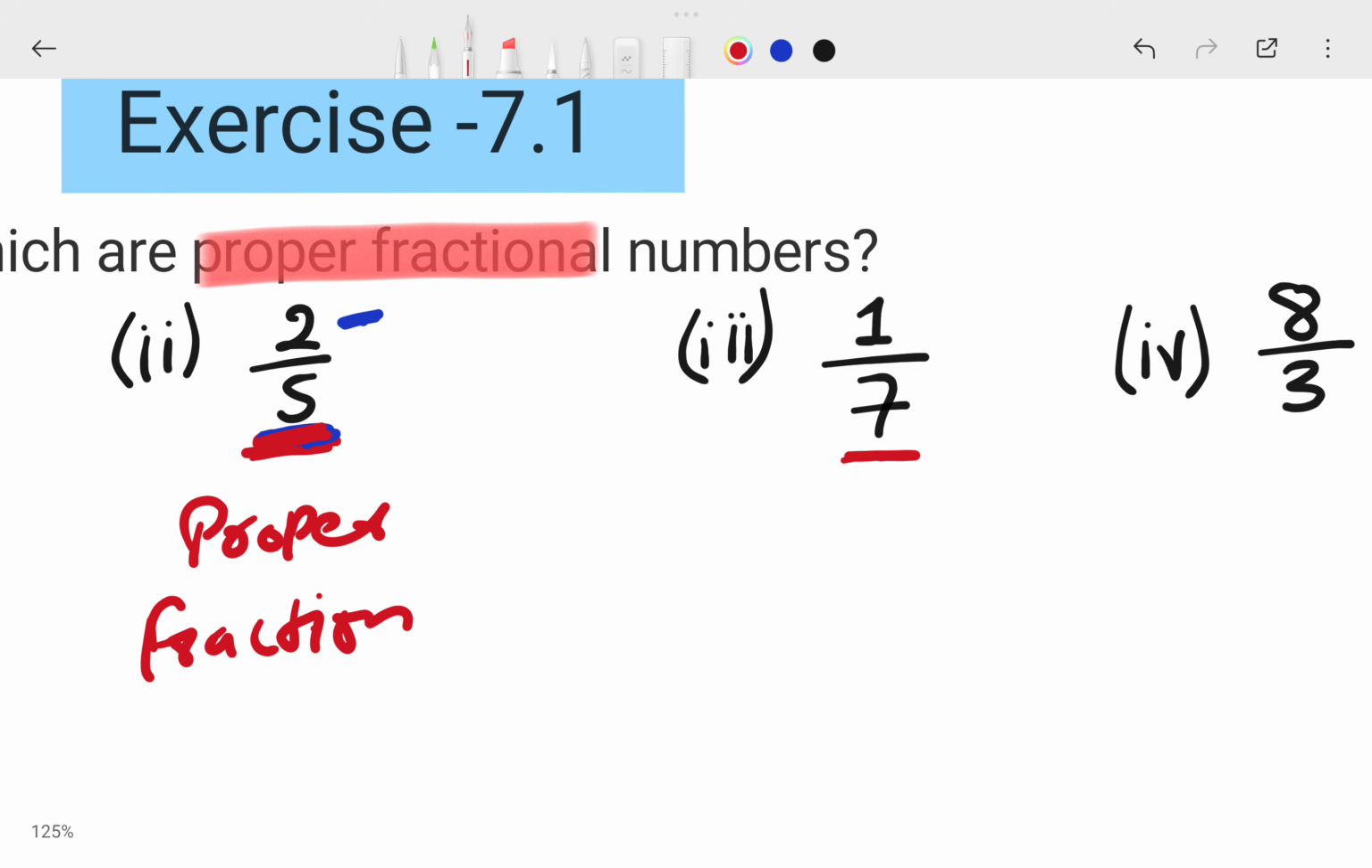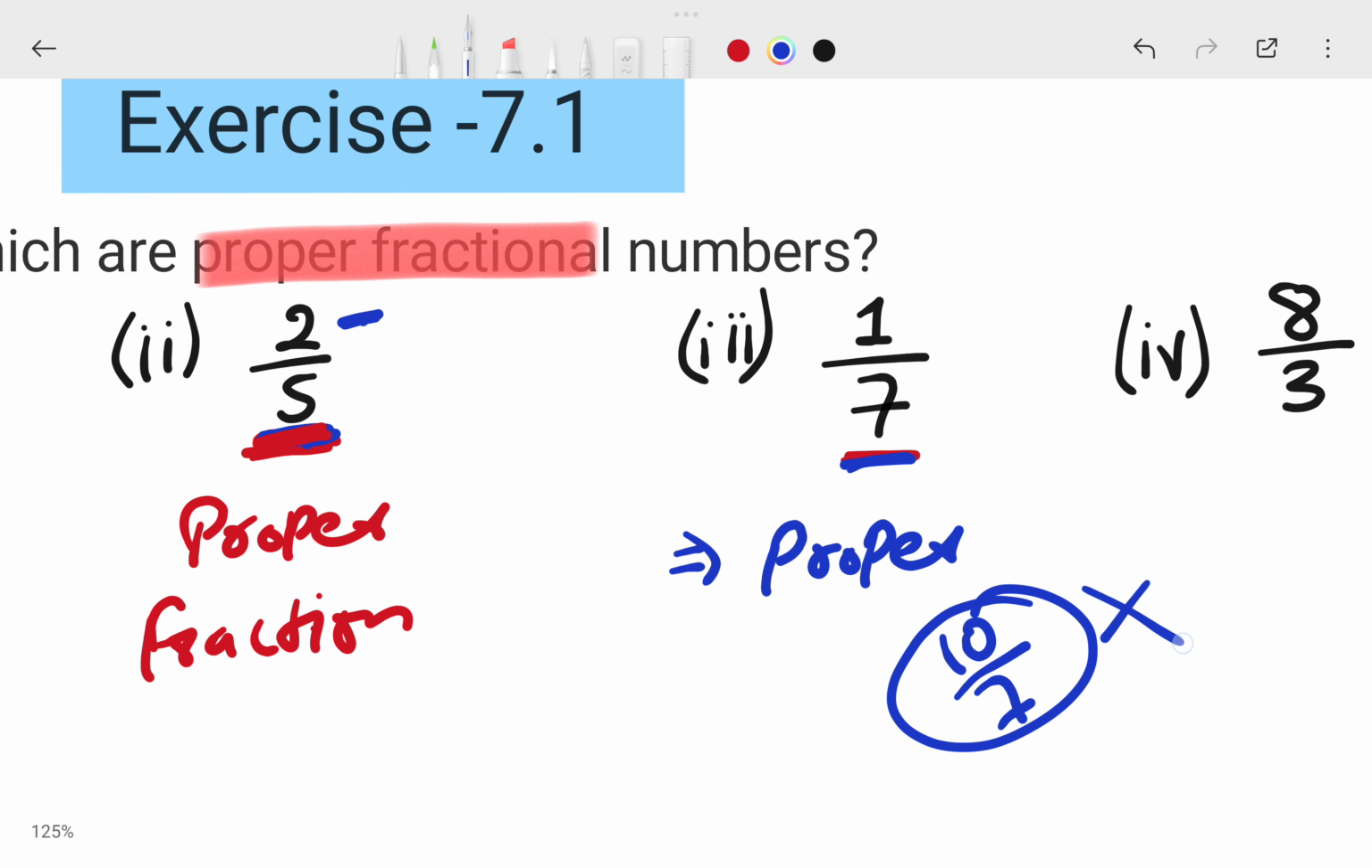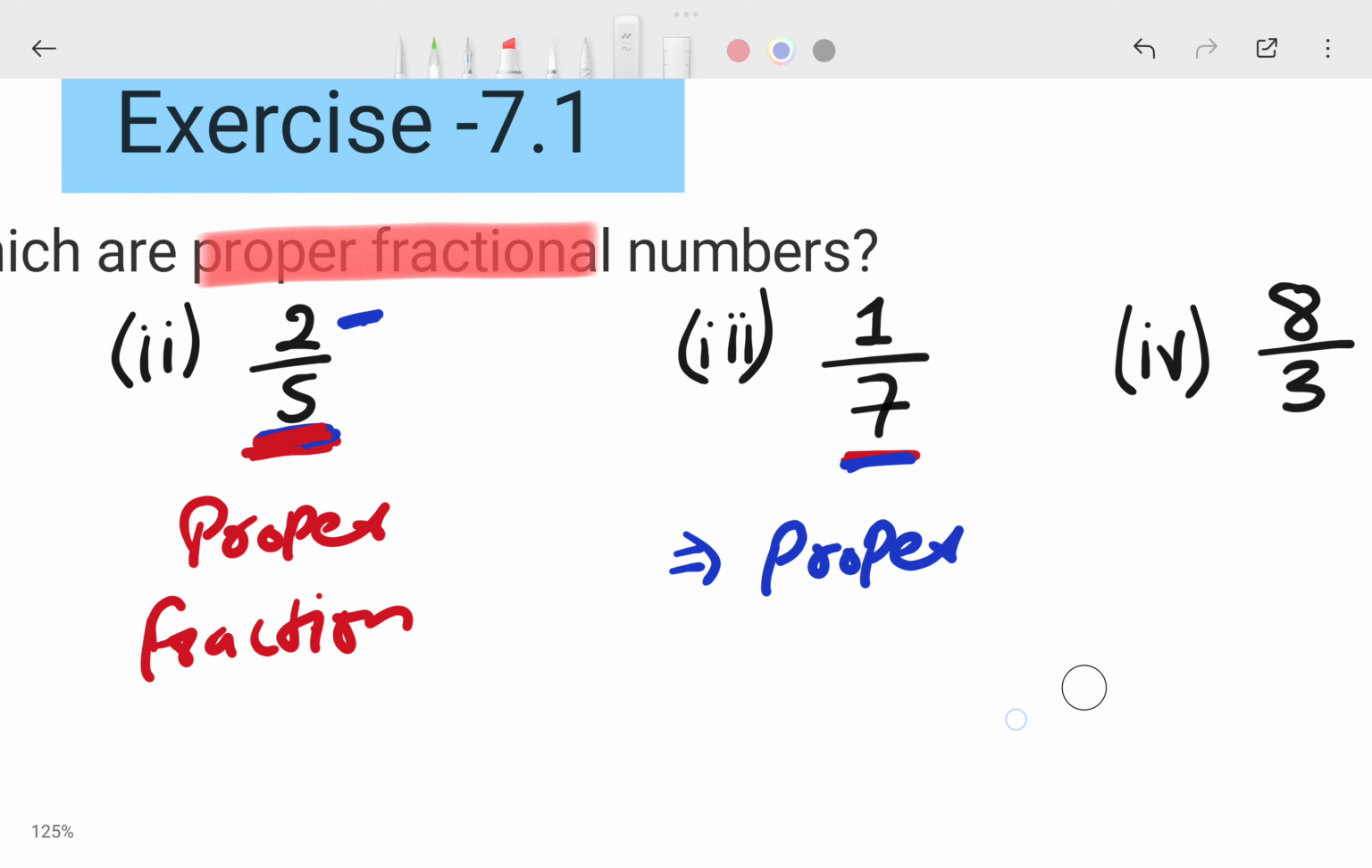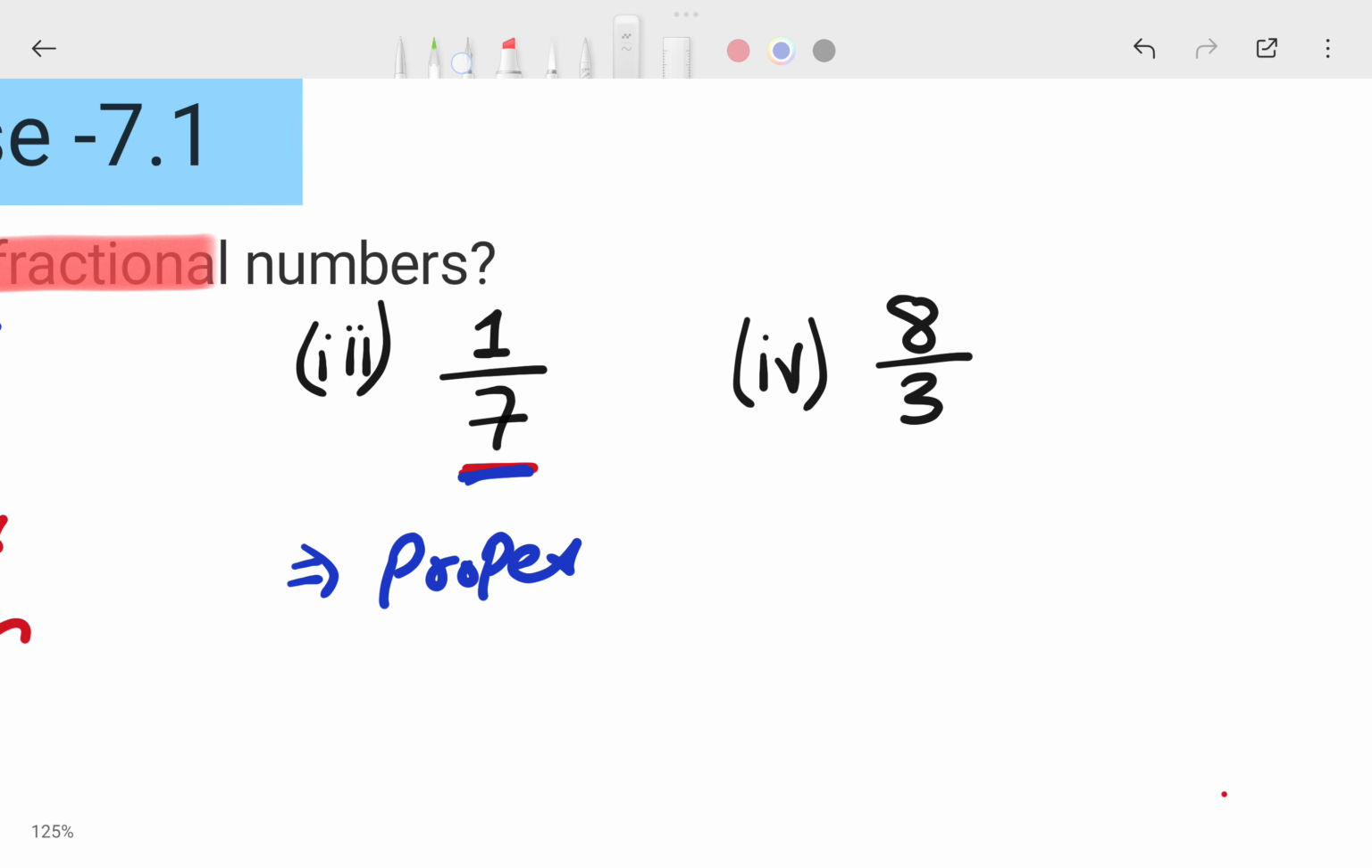Your teacher conducted a test for 7 marks and you are getting 1 mark, so it is a proper fraction. Why is it proper? Because it is possible to get 1 mark out of 7 marks. But out of 7 marks, if you say you are getting 10 marks, is it possible? No, it is not possible. Okay? Right.